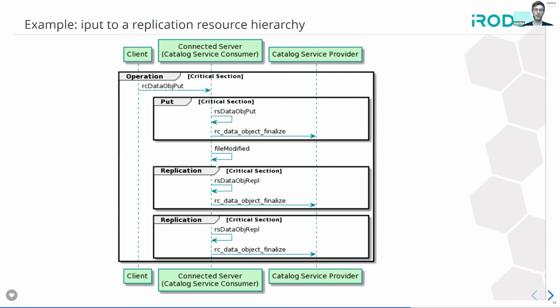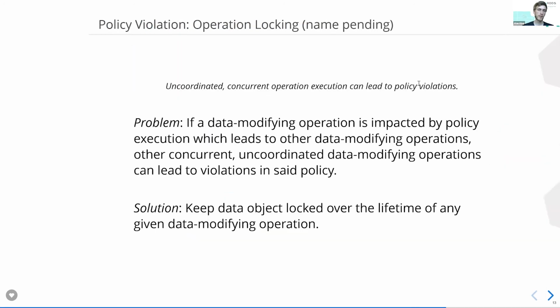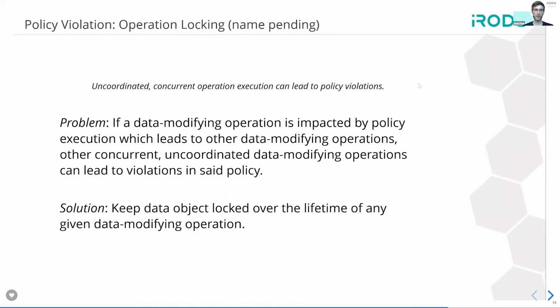What we'd like to do in the future is make this big box true. So this whole thing is a critical section as far as your policy goes. This is where policy violations come in. It's what I'm calling operation locking. We're still working on that name, so open suggestions there.